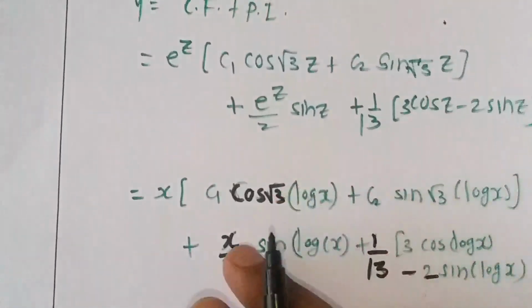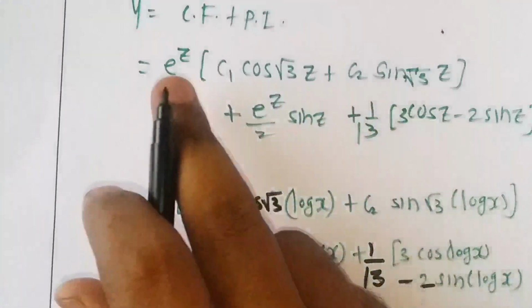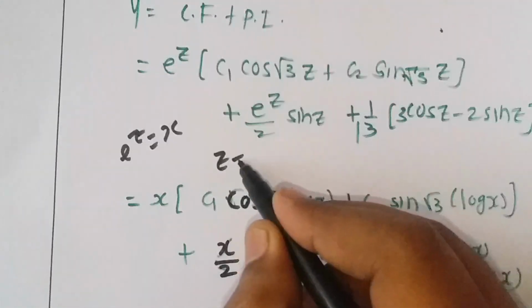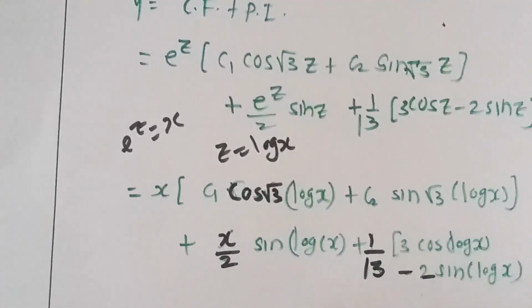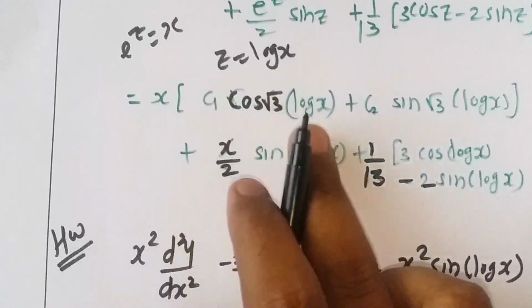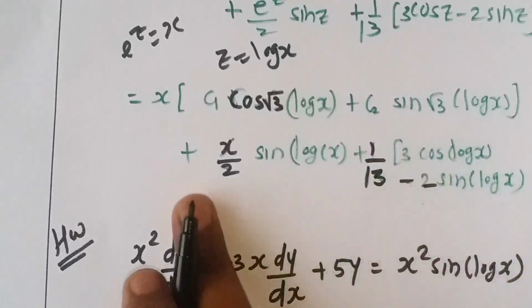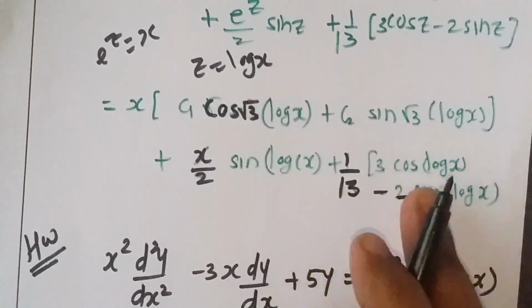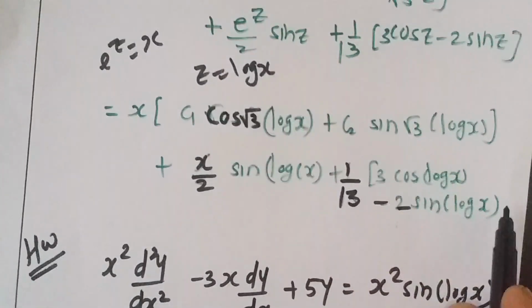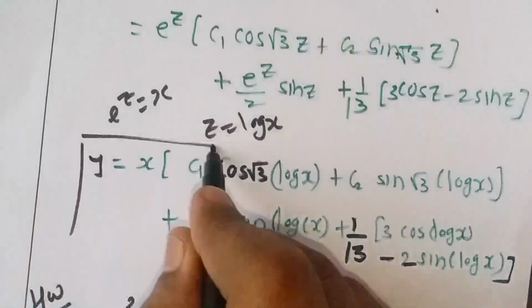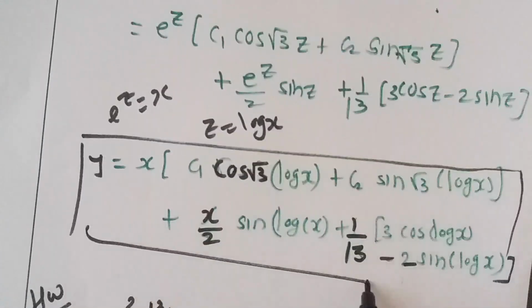Now we have to do back substitution at the end. The value of e raised to z we are going to replace by x and z we are going to replace by log x. So after doing that, we'll get x into c1 cos root 3 log x plus c2 sin root 3 log x plus x by 2 sin log x plus 1 by 13 times 3 cos log x minus 2 sin log x in the bracket. So this will be the final solution, the general solution we call, after doing the back substitution.